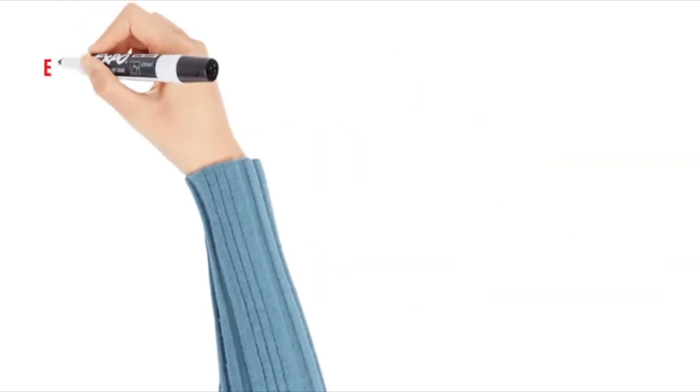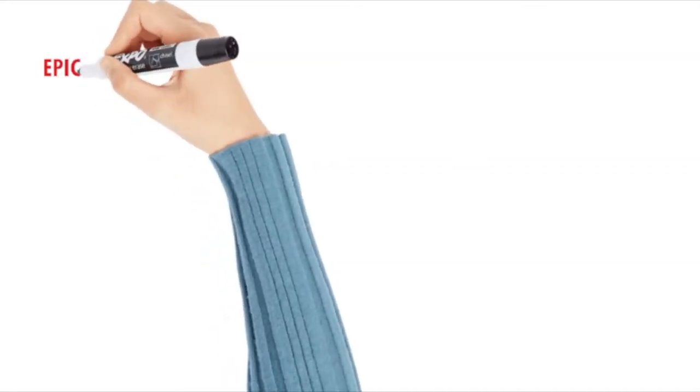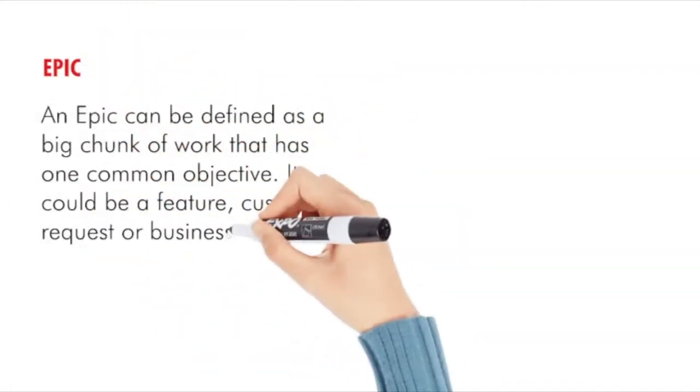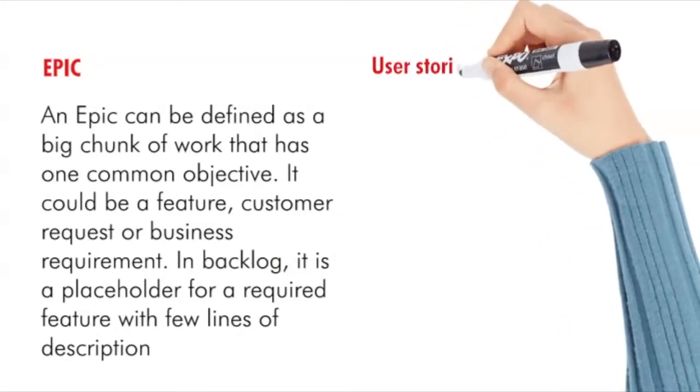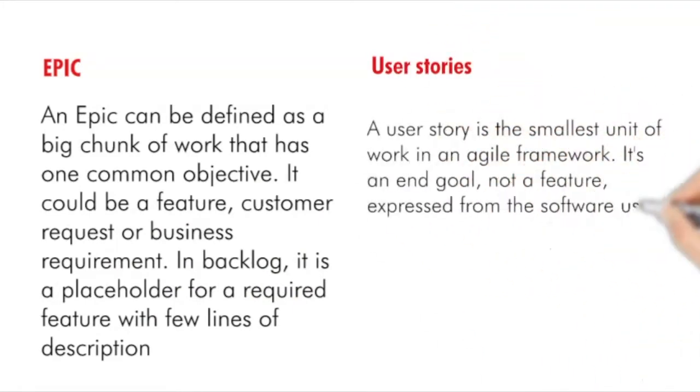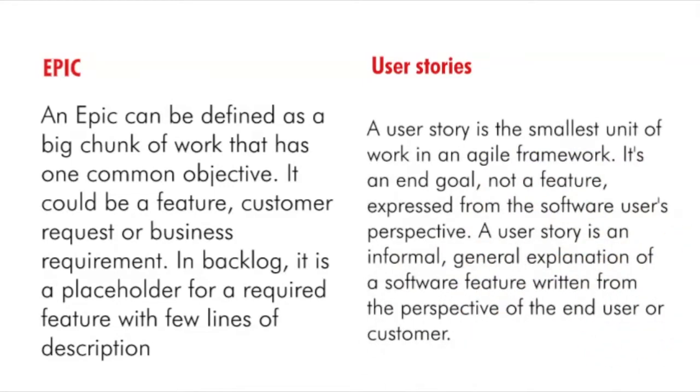Let's see the epic. An epic can be defined as a big chunk of work that has a common objective. It could be a feature, customer request or a business requirement. In the backlog, it is a placeholder for a required feature, with a few lines of description. Then user stories. A user story is the smallest unit of work in an agile framework. It is an end goal, not a feature, expressed from a software user's perspective.